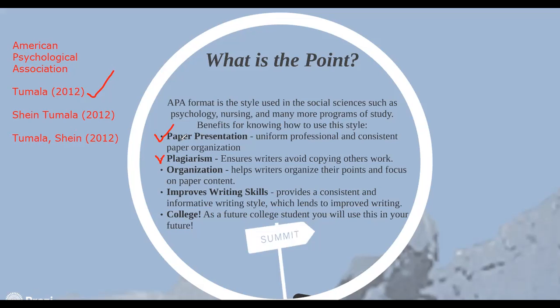So, you need to find information in the internet, from the books, from journals, and many more. And you don't want to copy that. And of course, you have to acknowledge someone, especially kung yung idea na yun is originally theirs. Okay? We will acknowledge them through the use of citation. Okay? So another purpose of using a citation style is for organization. So it helps writers organize their points and focus on paper content.